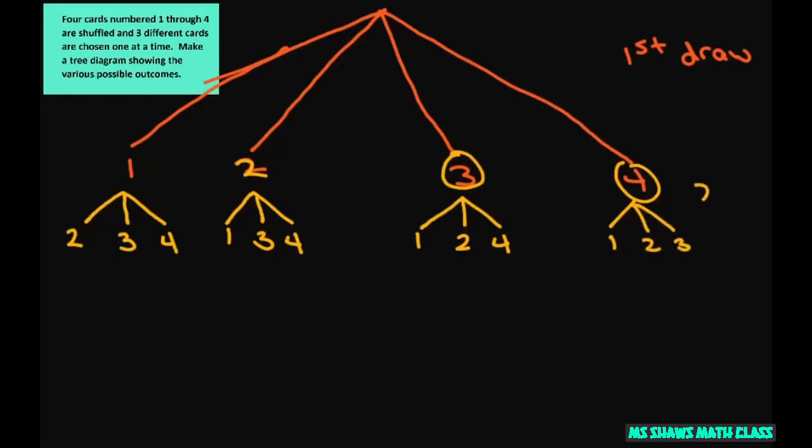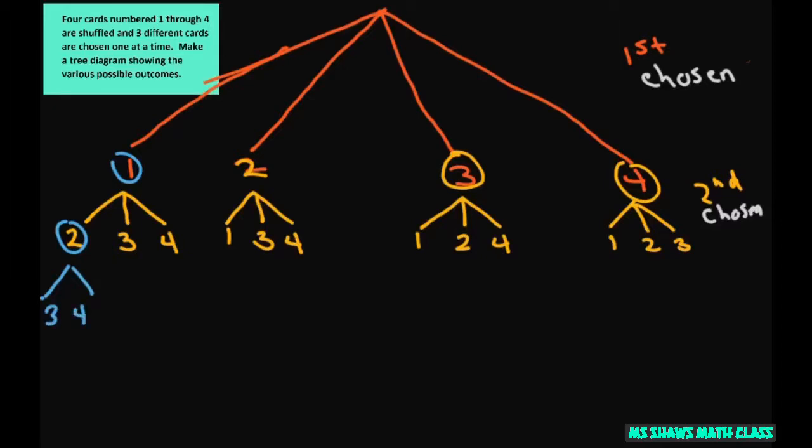All right, so this would be the second, let's just put first chosen, and this would be second chosen. All right, now for the third chosen, if you drew a 1 and a 2, then your other 2 options would be here, 3 and 4. And if you drew a 1 and then a 3, the other 2 choices would be 2 and 4. And 1 and 4 would give you left with 2 and 3.